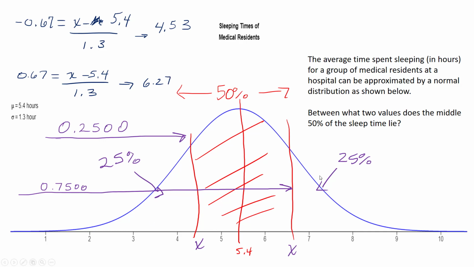So it's important that you understand this curve is symmetric. That way, if you have a lower 25%, the Z value will be the same as the upper 25%, just the lower will be negative and the upper will be positive.